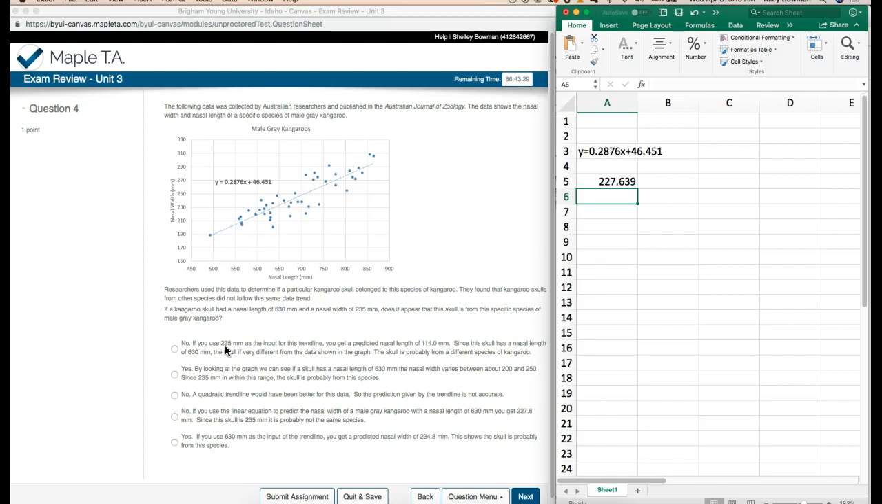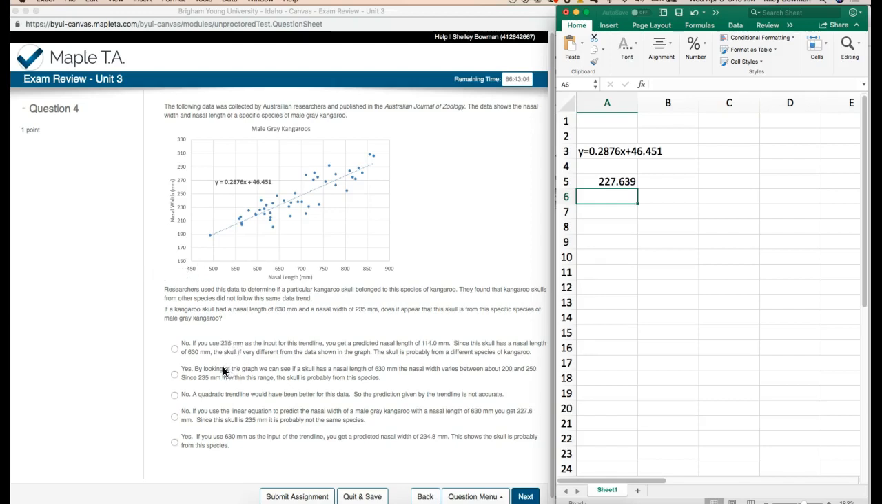No, if you use 235 as the input, oops, we don't want to put that as the input. That's actually the output over here. So I'm going to stop right there, although we could go further. If we had used 235 millimeters as the input, it actually doesn't go that low, so we can't even see what it would be in our predictions. So I'm going to skip that one entirely.